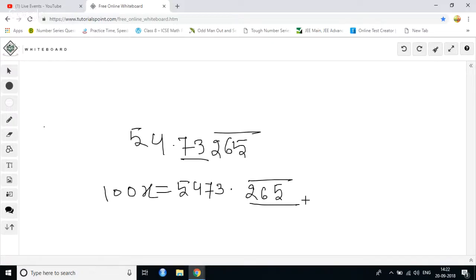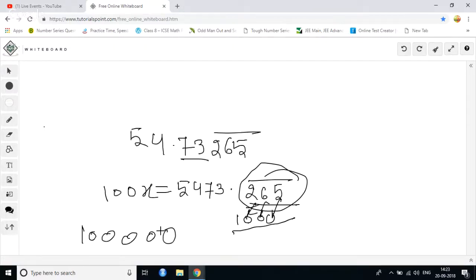So there are 3 digits inside the bar which are getting repeated. So if there are 3 digits, I want to take these 3 digits out. So how many zeros should I use after 1? 1, 2, 3. 3 zeros for 3 digits. So I should multiply it with 1,000. I should not multiply it with 10,000, because there are only 3 digits inside the bar which I need to take out. So that is why I didn't multiply it with 10,000. I multiplied with 1,000. If you multiply 100 with 1,000, it becomes 1 lakh. And that's how I solve this question.